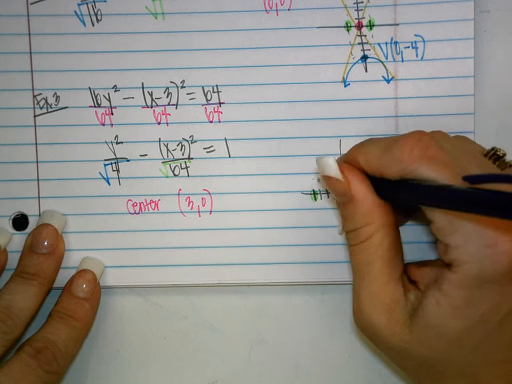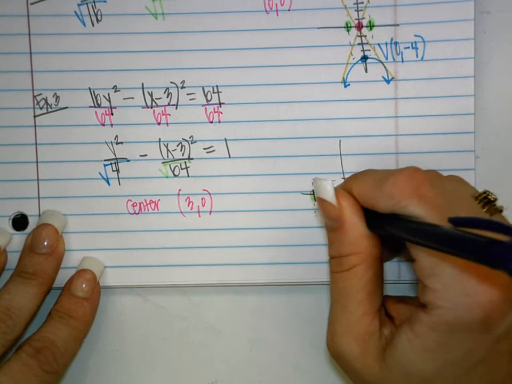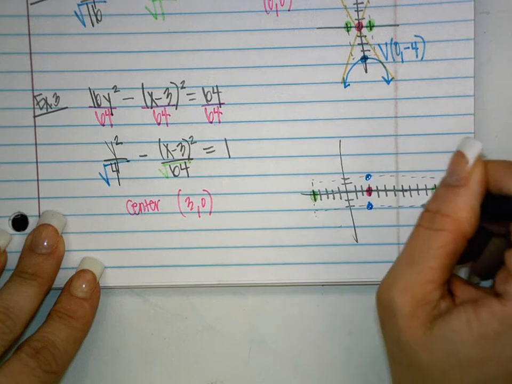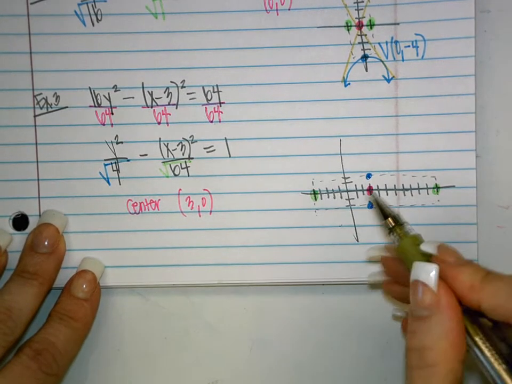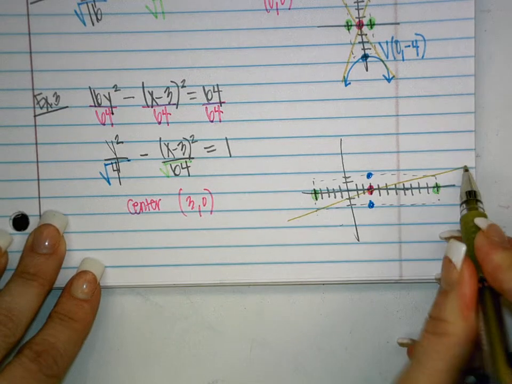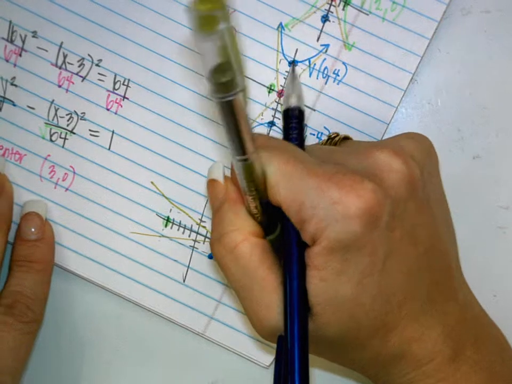Then make that dotted box. Okay, your asymptotes will go straight through the edges and through the center. Make them as straight as you can. They don't have to be perfect. Do the best you can.